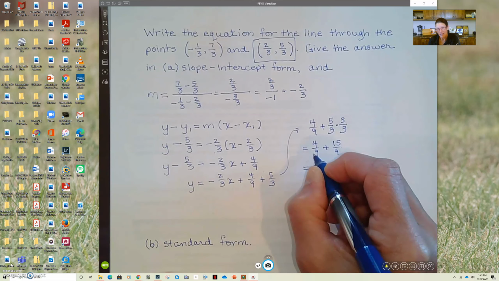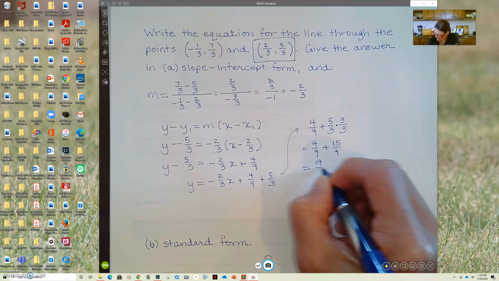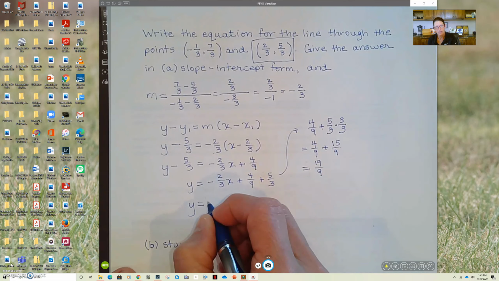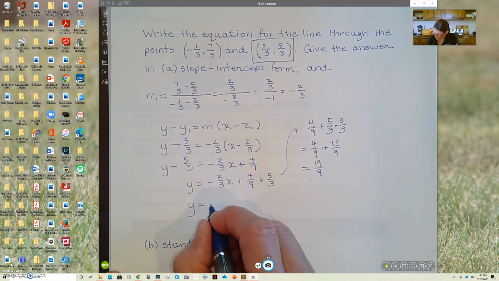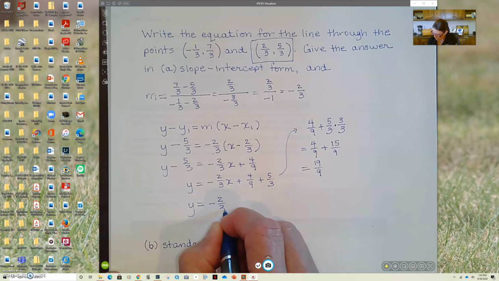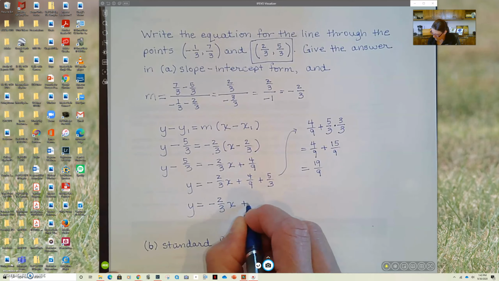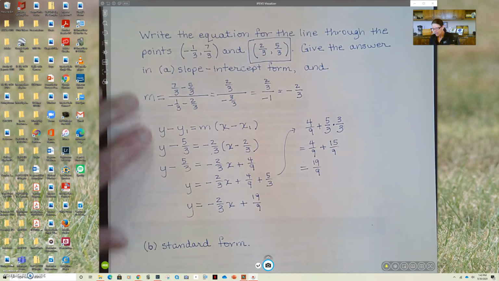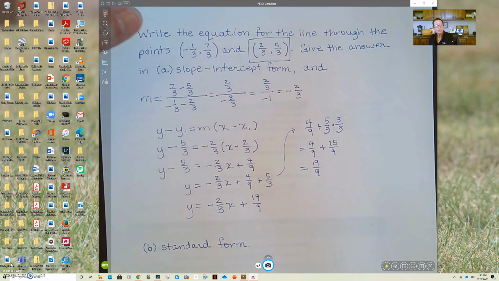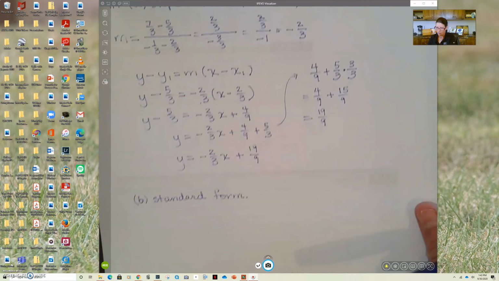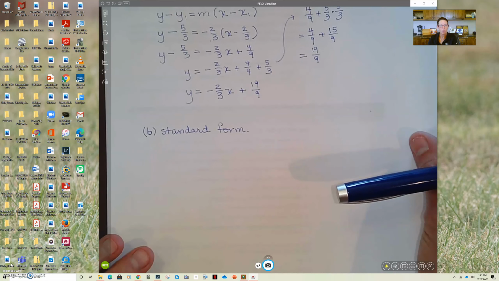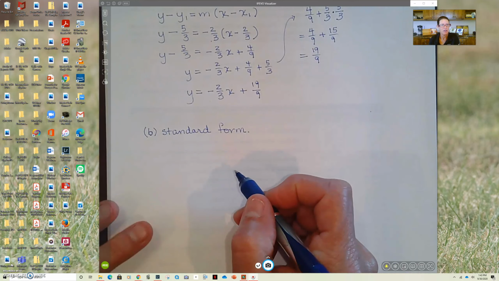5/3 is equivalent to 15/9, and when added to 4/9 gives 19/9, and therefore we can write our answer in slope-intercept form as y is equal to -2/3 x plus 19/9. Now in part B we want to also write this equation in standard form. And we're just going to pick up where we left off with part A and convert it to standard form.